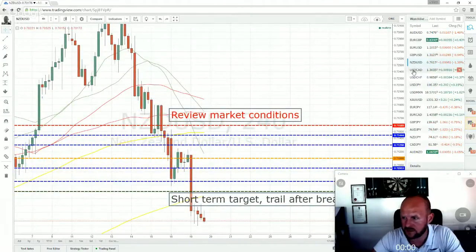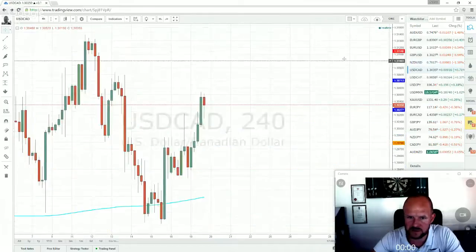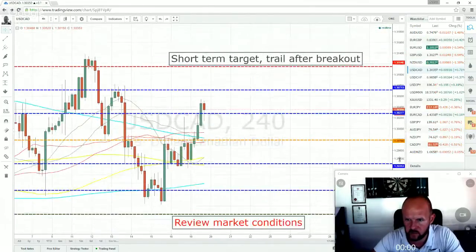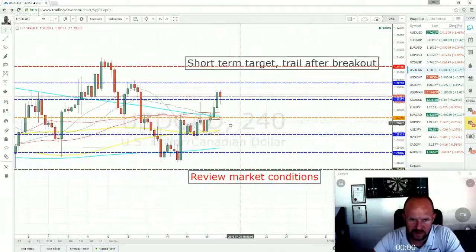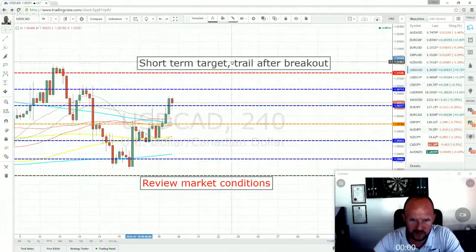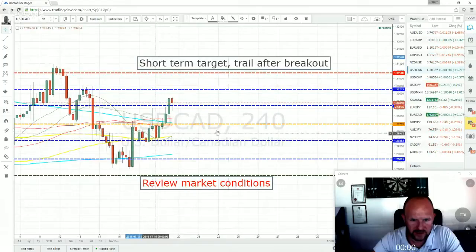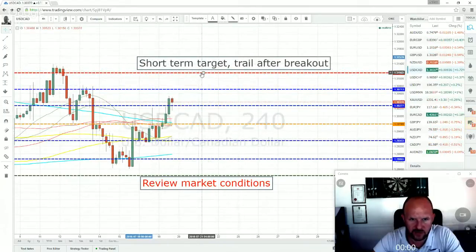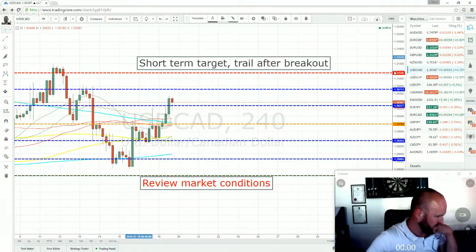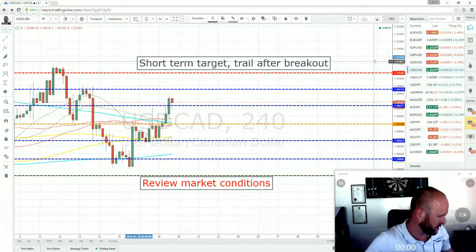The next one is dollar CAD. The price is going up. And well, we do expect this level to hit, 1.31148. Okay, so what is happening there?